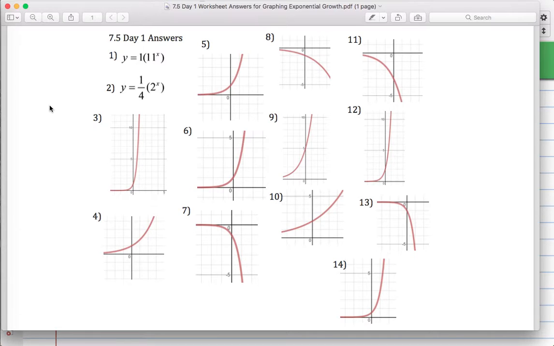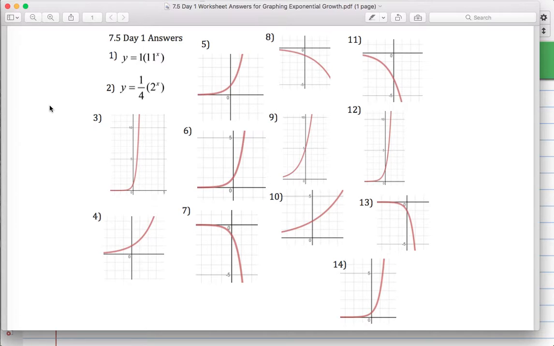First one was y equals 1 times 11 to the power of x. Your y-intercept is 1 and the pattern is multiply by 11. The second one, it's y equals 1/4 times 2 to the power of x. Your y-intercept was 1/4, and the pattern in that table was multiply by 2. The third one looks like a steep exponential growth. The fourth one, a more moderate exponential growth.